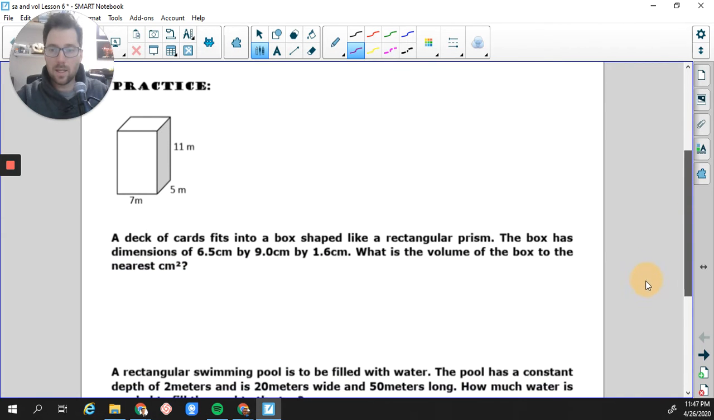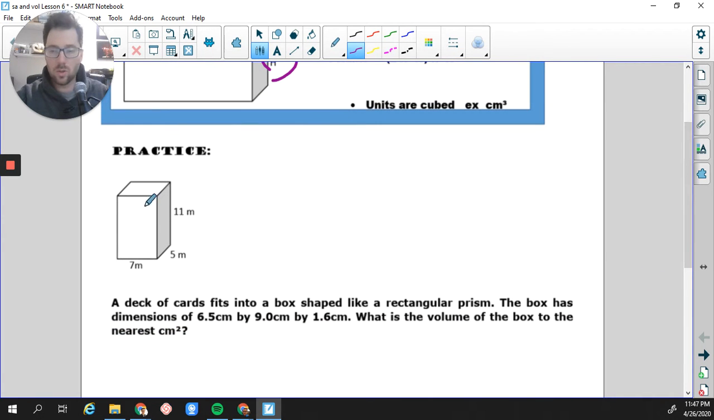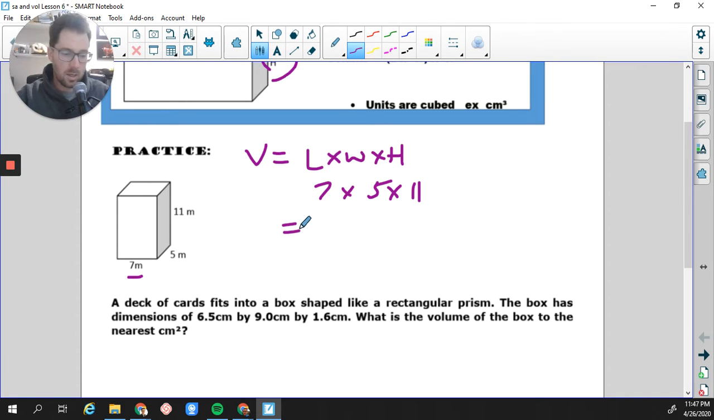So let's go in here. We're going to take a look at this one right here. If we're trying to calculate the volume of this rectangular prism, we're going to go with our equation first, or our formula. Volume equals length times width times height. And so I'm just going to go with 7 times 5 times 11. Calculate that: 385, and that is in centimeters cubed.